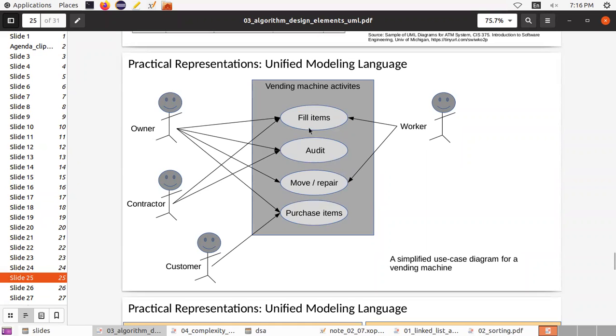So who would typically do which of these steps? An owner of the vending machine may do all of these things. The owner might fill the items. The owner might do an audit. The owner may move or repair the vending machine. The owner, just to test the system, might also do some purchasing. They may actually put some coins in the vending machine and check whether it is working or not. A worker who is assigned to go and fix the vending machine and so on might only be doing filling of the items and moving or repair.